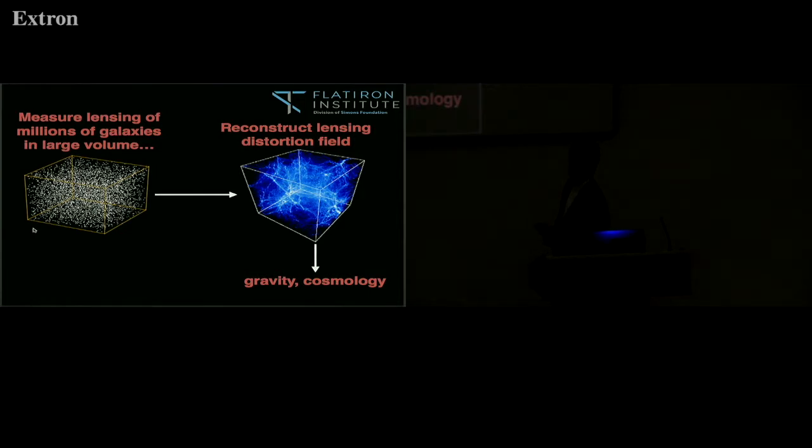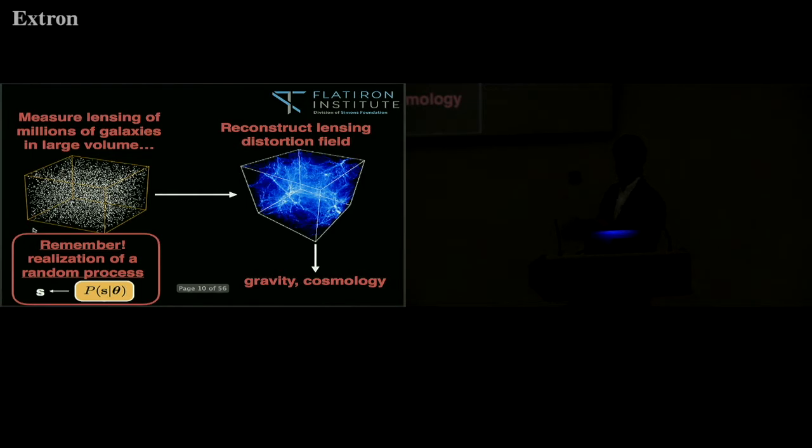Okay. So one thing I just want to really emphasize is that we can make these maps of the distortion field, but this is a realization of a random process. The structure in the universe is seeded from these little quantum fluctuations right at the beginning of time. And that is a realization of a random process. So just having this map alone doesn't really tell you much. It's really the statistical properties of that map.